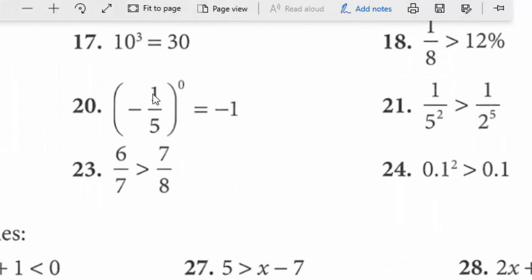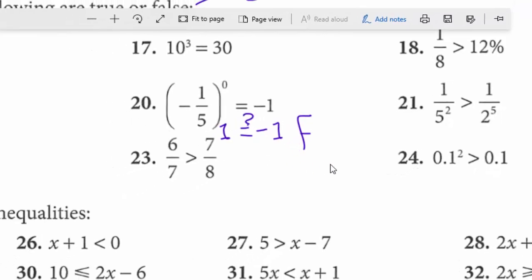(-1/5) to the power 0 will be equal to 1. And this side is equal to -1. Is 1 equal to -1? No, so this expression is false.